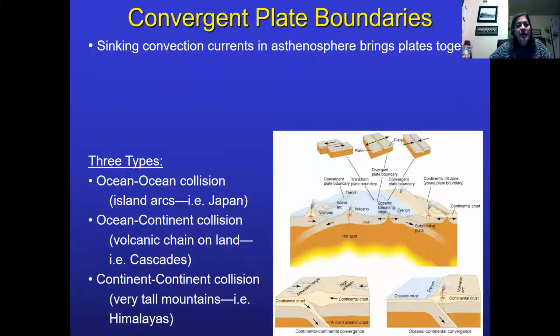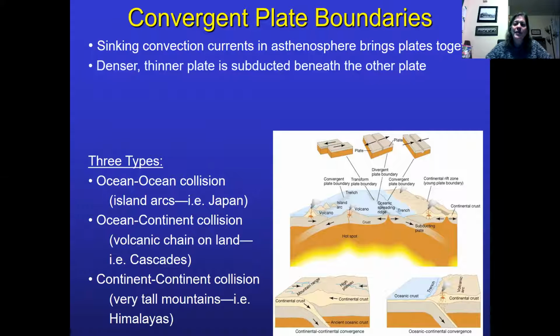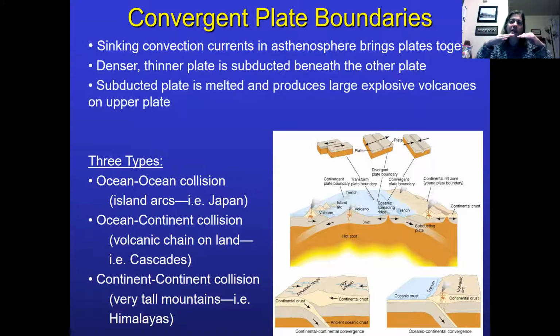So let's move on to convergent plate boundaries. This is where the convection currents are sinking, and so the plates are dragged together. Usually the one that gets subducted, or goes underneath the other one, is the one that's thinner and denser. So if there's an oceanic plate involved, that's going to be that one rather than the continental plate, which is thicker and less dense. And if you've got two ocean plates, it's generally the older and therefore denser ocean plate that goes down.